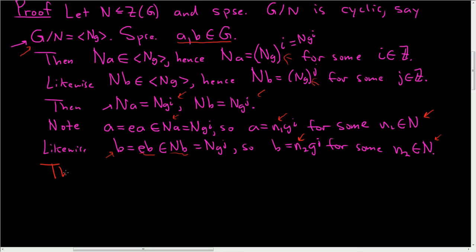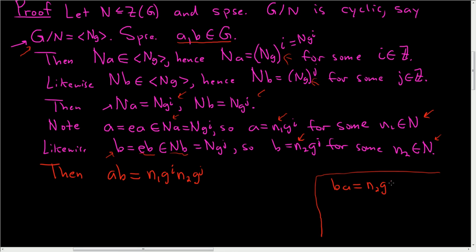So then AB, and we need to show this is equal to BA. So what's A? Well, A is equal to N1 G to the I. And B is N2 G to the J. All right, so I'm going to come over here to the side and write down what we have to show. We have to show it's equal to BA. So we have to show it's equal to N2 G to the J N1 G to the I. So it looks like we need to take the N2 and put it over here.